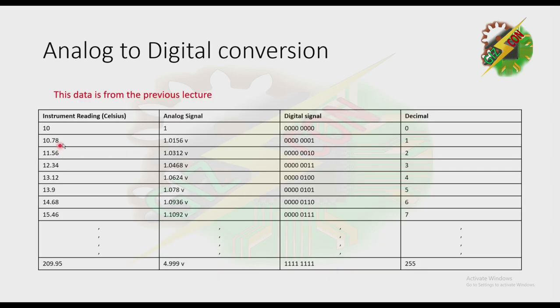Then here, because we have 8-bit resolution, if we have an instrument reading of 10 degrees Celsius, we have an analog signal of 1 volt, and we will have this digital signal. Then the next value will be 10.78. And as you can see here, the accuracy increases. Unlike the last one, there is no equivalent digital signal for the values between 10 degrees Celsius and 23 degrees Celsius. But as you can see now, we can read the value between them.